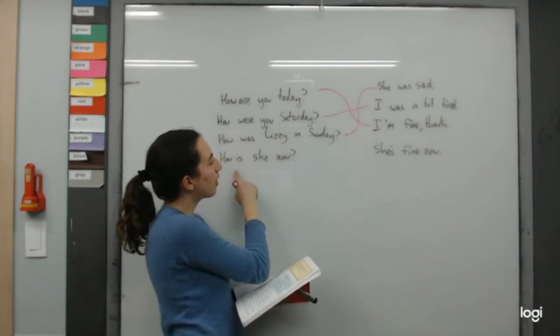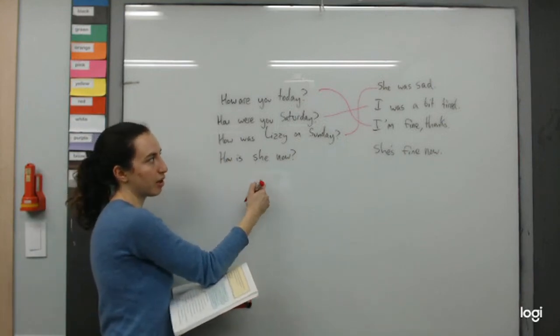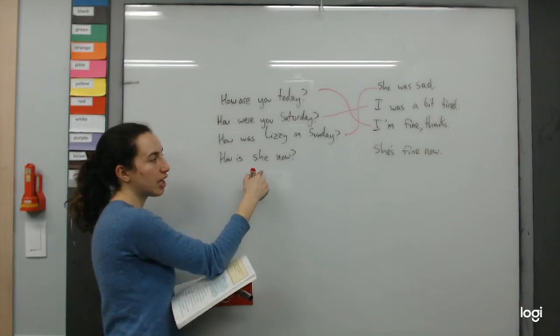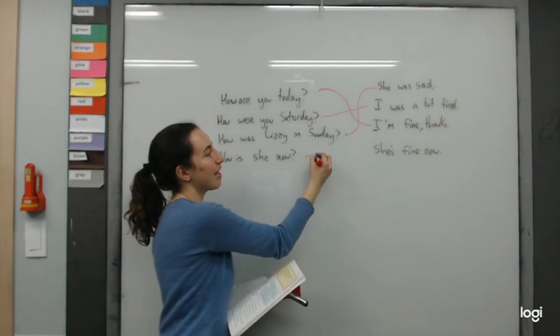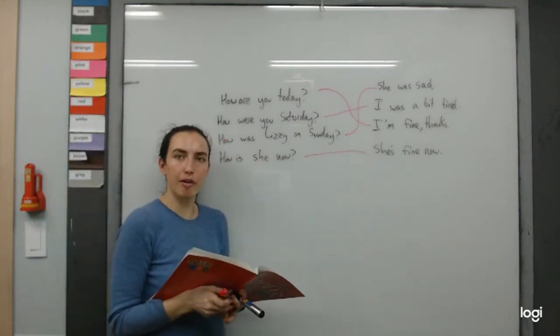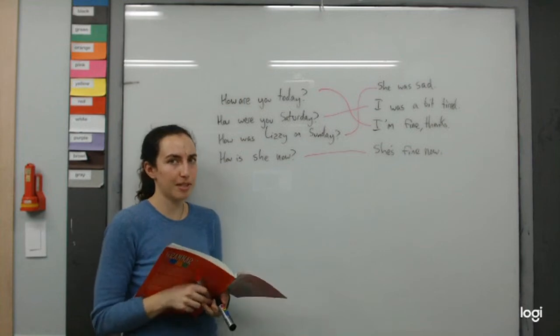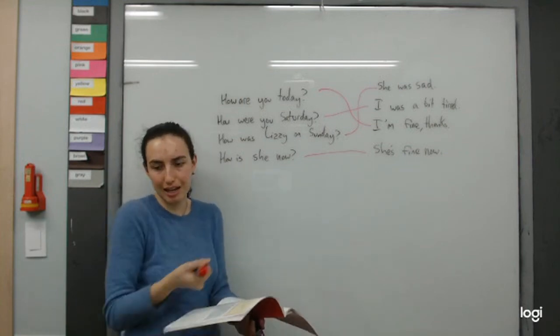And the last one, how is she now? Is and now, we know it is present, so we still are looking for she, but now we are looking for present tense she. And so we find she is fine now. Okay, great. So now erase or check your answers, fix your mistakes, and then I will erase, and then we will do the last part today.